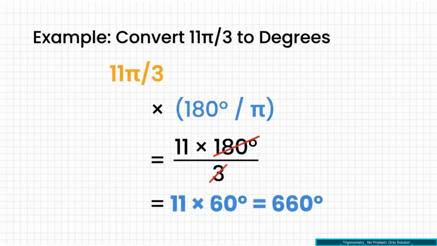To convert 11 pi over 3 to degrees, multiply by 180 degrees over pi. The pi terms cancel out, and 180 divided by 3 is 60. Multiplying 11 by 60 degrees gives 660 degrees.